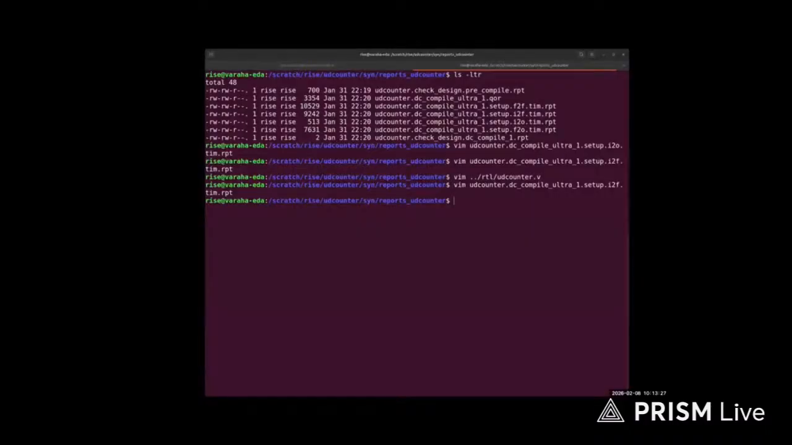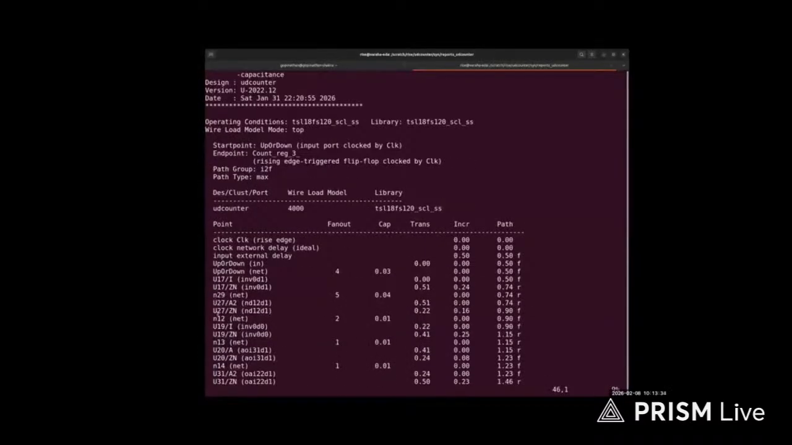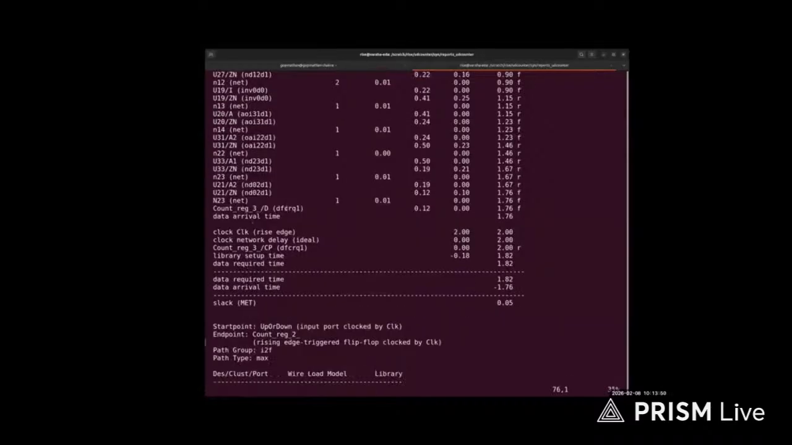What does U27 mean? We'll go to that report. This one? Yeah, U27 is the instance name for this NAND gate. Like here, for this D flip-flop, count reg 3 is the instance name. Similarly, for this NAND gate, U21 is the instance name.